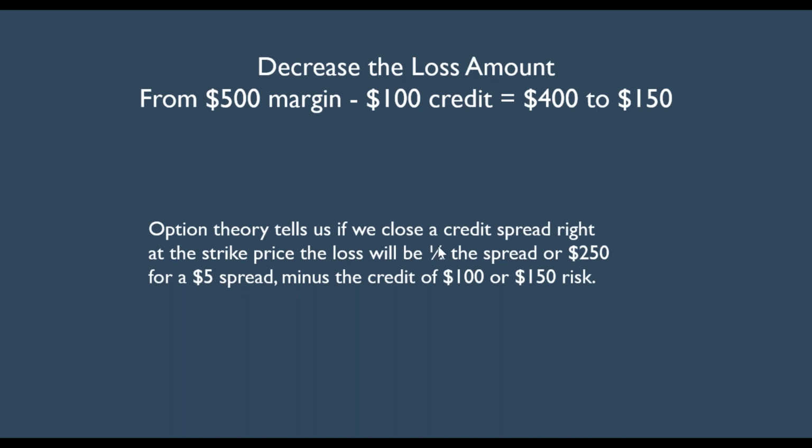And the reason it is half, if you think about it, when the price gets close to the strike price that you sold, it'll be very close to at the money, and the delta of an at the money option is 0.5. Okay, so 0.5 times the 5 point spread is 2.5. Okay, so $250. Of course, now we have minus the $100 credit, so now we can get $150 risk. So now we've got that 1-to-1 ratio.